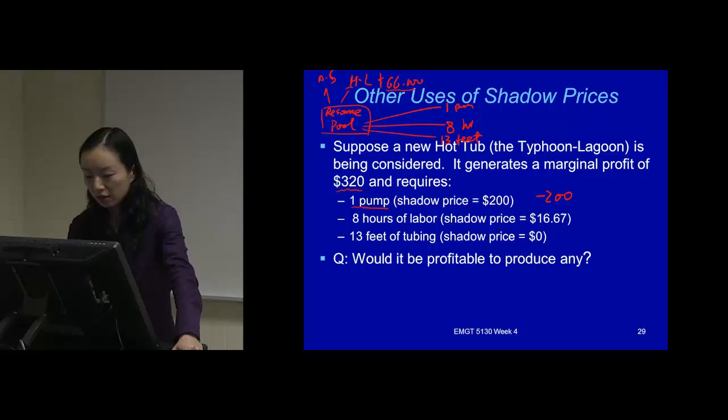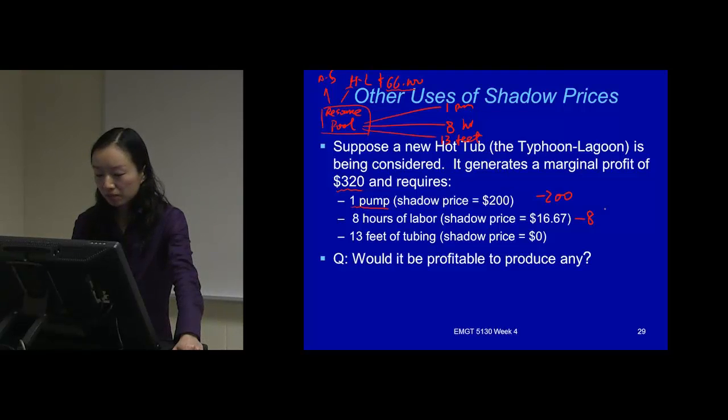Then for this one, you're going to take away 8 hours, and each hour of labor is going to impact your objective function by 6.67. So this is the total amount of impact on your objective function value. And this time we are subtracting because we're taking away, that is a decrease. And 13 feet of tubing, it's minus 0 times 13.